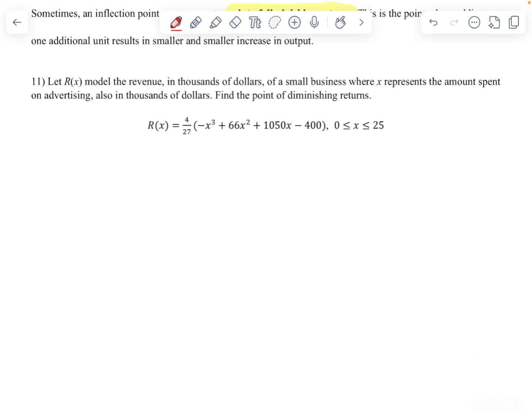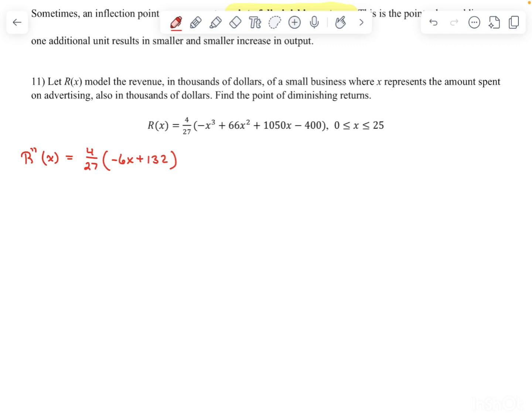Let R of X model the revenue in thousands of dollars of a small business where X represents the amount spent on advertising, also in thousands of dollars. Find the point of diminishing returns. To find the point of diminishing returns, we're going to need to find an inflection point. This requires the second derivative. The second derivative of this function is 4/27 times the quantity negative 6x plus 132.